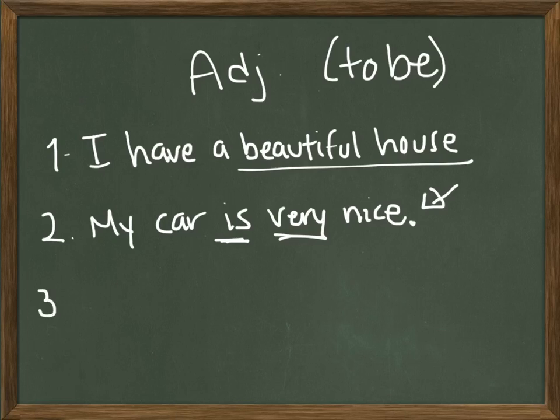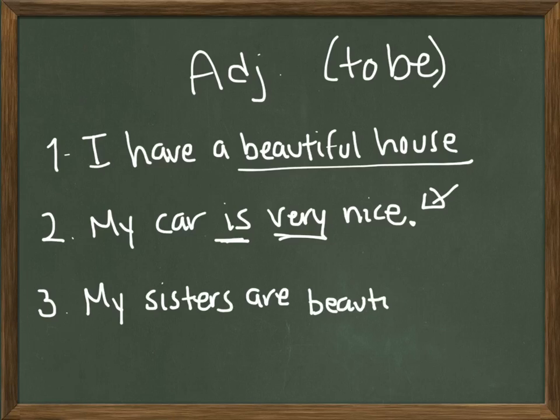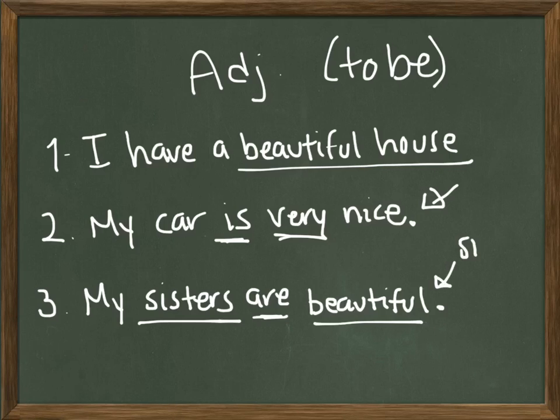If we want to use a plural example, such as my sisters are beautiful, just like we mentioned in colors, even though we're talking about a group of people or a pair of people, we have the verb to be, are, because it's plural, but then again, the adjective in this case is singular, never plural.